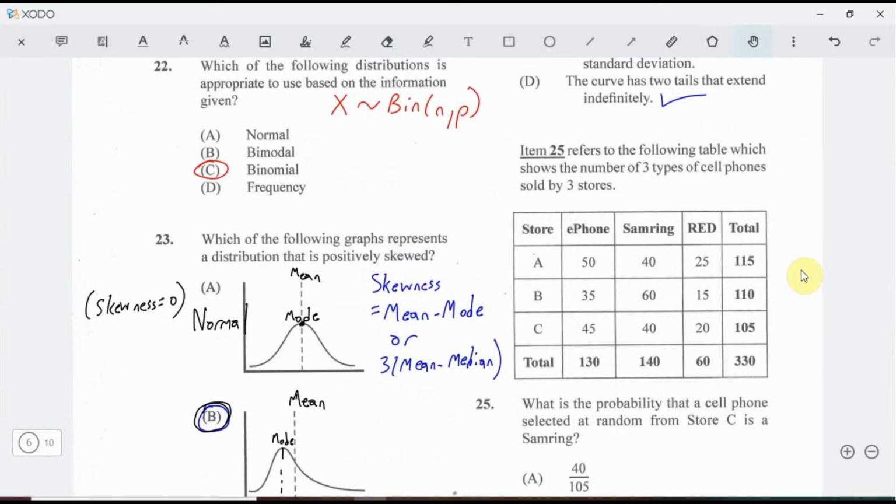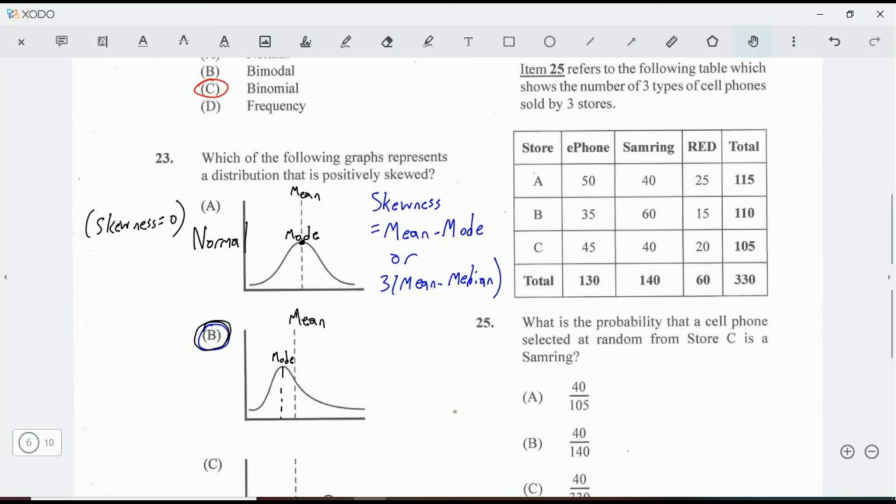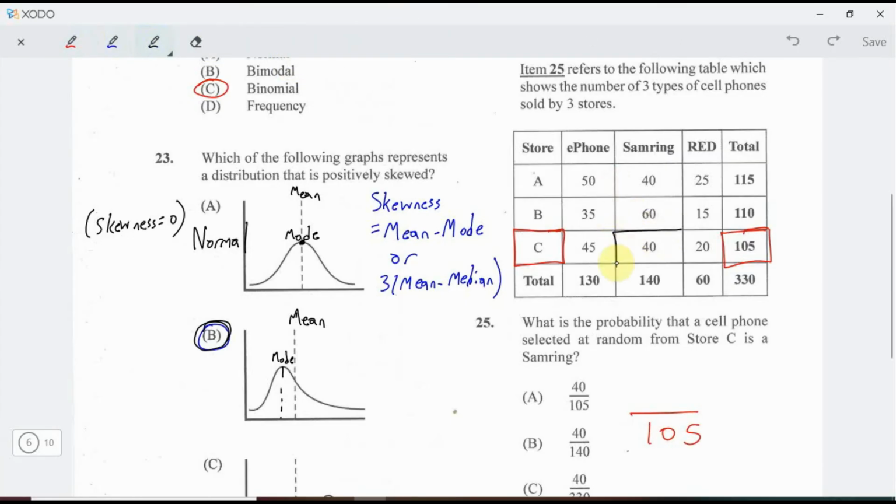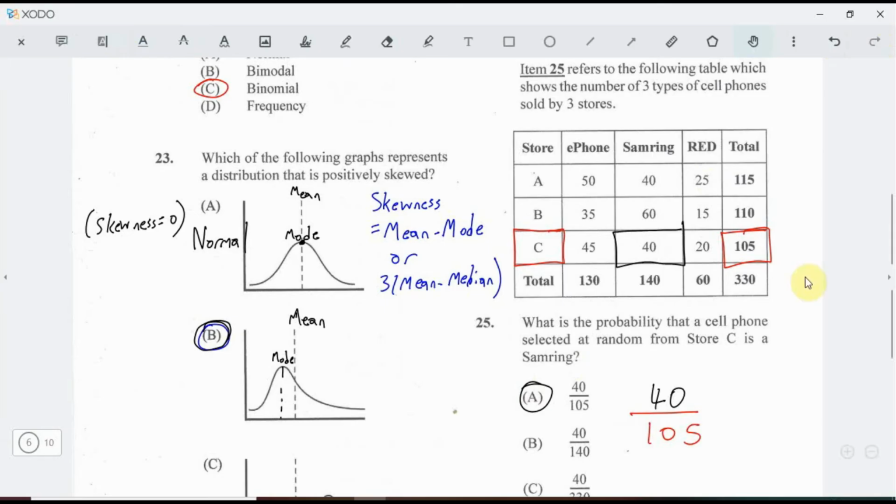Question 25 says, this refers to the following table which shows the number of 3 types of cell phones sold by 3 stores. What is the probability that a cell phone selected at random from store C is a Samsung? So it's selected from which one? Store C. And it is a Samsung. So the total from store C is what we're dividing by: 105. How many Samsungs are in store C? Let's have a look at it. Samsung is 40. 40 over 105, option A. Nice.